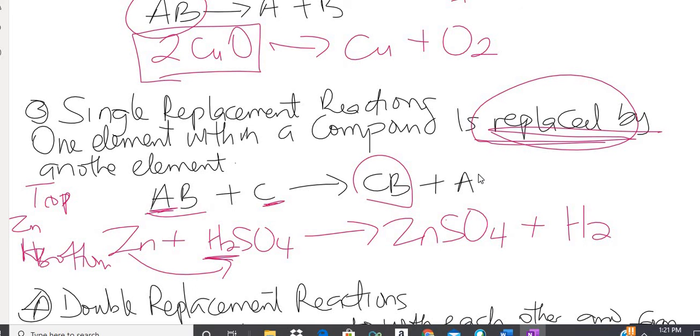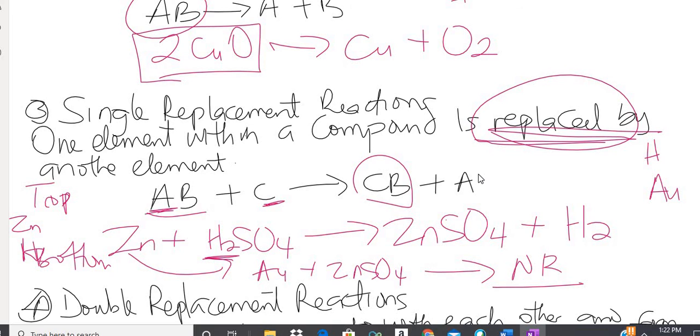If you go to the activity series, hydrogen is above gold. So in any reaction, gold will never be able to displace hydrogen. In other words, if I have a reaction like this, this is never going to be possible. We're going to have no reaction, right? Because gold is not going to be able to displace hydrogen in H2SO4.